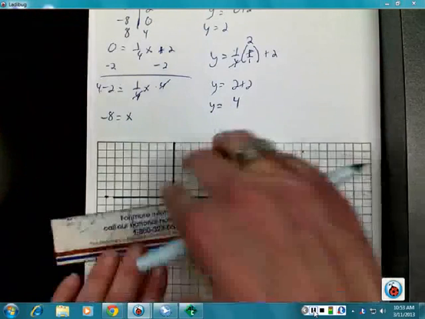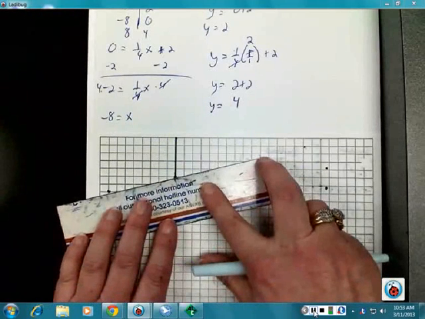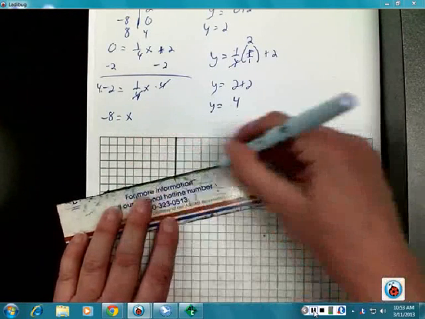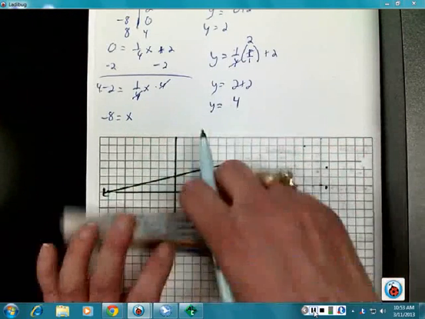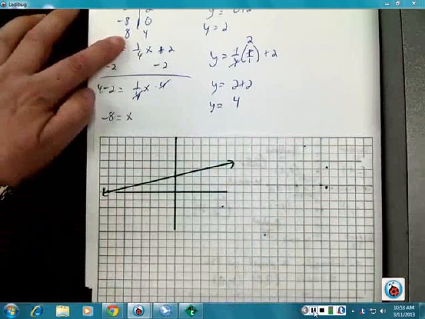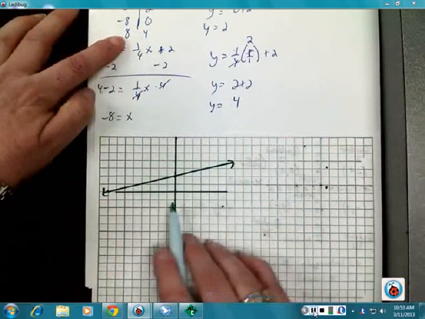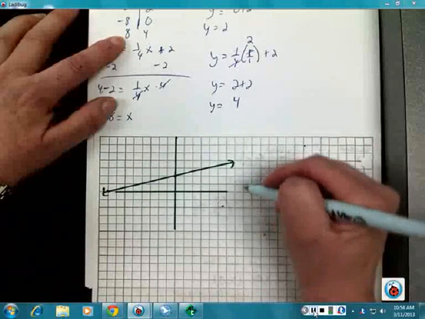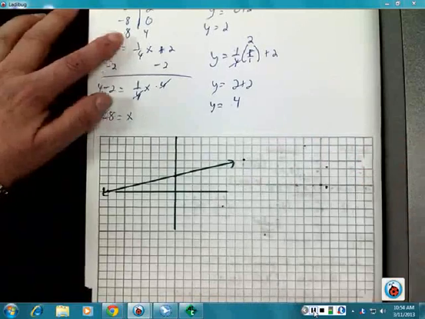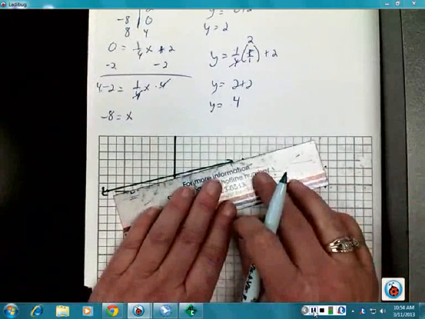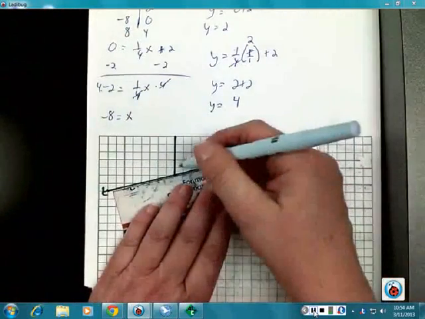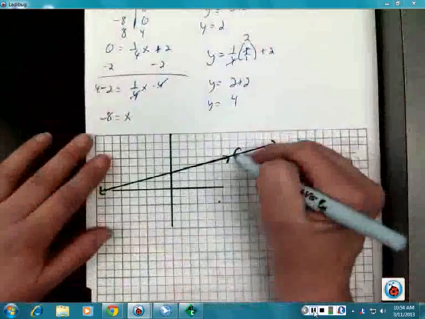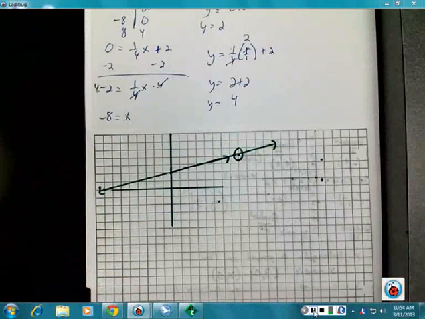If I connect those two, so I got a real good graph here instead of my penned in ones, what you will find is that the point that we have right here will be on my graph. 1, 2, 3, 4, 5, 6, 7, 8. 8, 4. And if I extended my line out, I guess I didn't draw it long enough, I would find that that point is also on my graph, and so therefore I know I did it right.